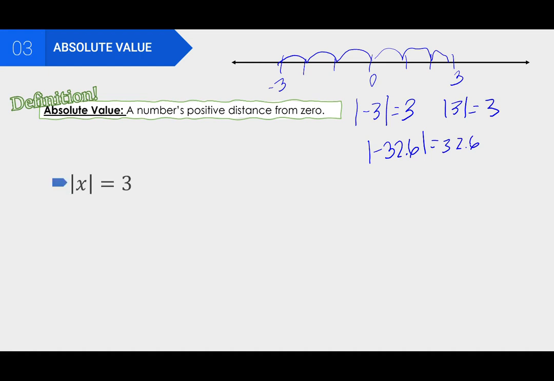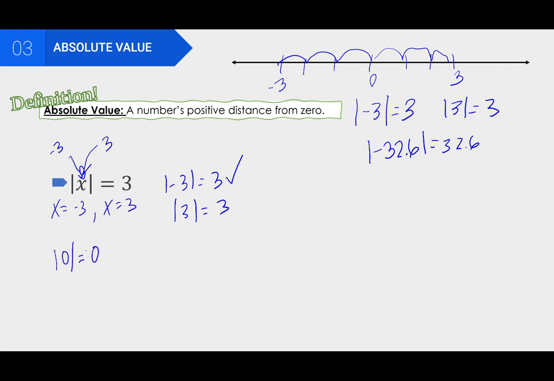But if I have a variable involved, there's a couple of different options, right? So whatever I plug in here has to make a true statement. If I plug in -3, that would be a true statement, right? The absolute value of -3 is 3. But I could have also plugged in 3 for x, right? The absolute value of 3 is 3. So x has 2 possible answers for absolute value questions, with the exception of the absolute value of 0, which is just 0.